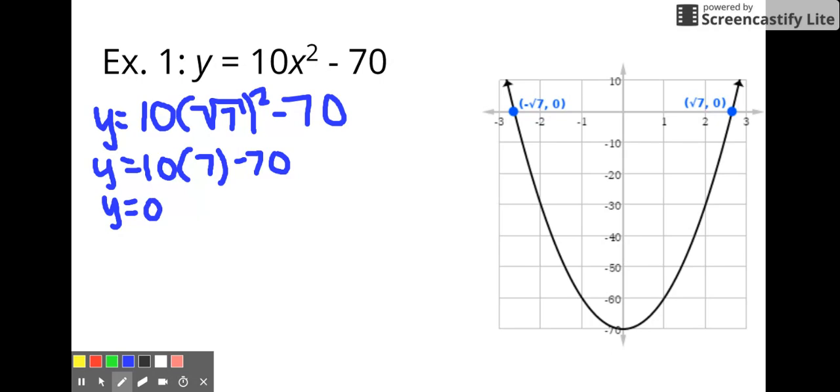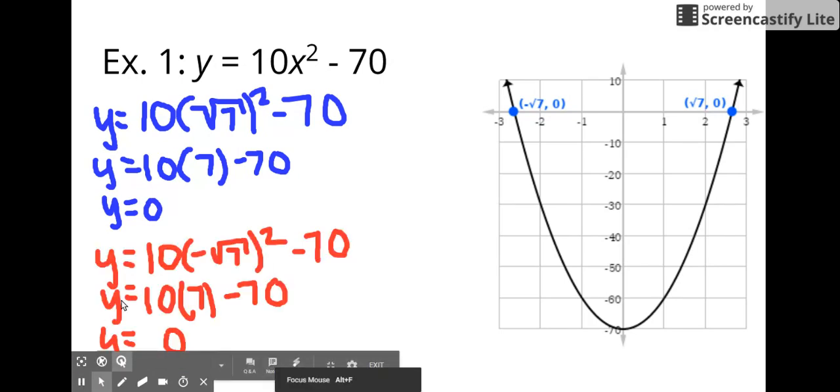which means that that solution is correct for an x-intercept. Let's look at when x is negative square root 7 and see if we also get y equals 0. So when we substitute in this negative square root 7, when you square that, you're going to get just positive 7. And again, we see that y equals 0, so we know we did our work correctly.